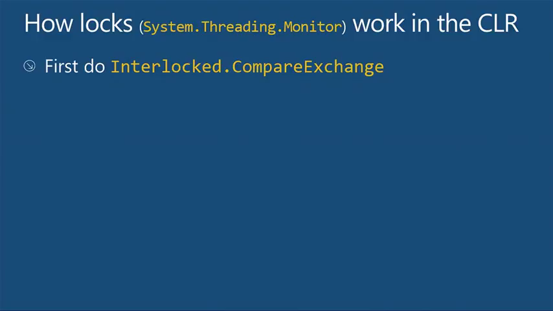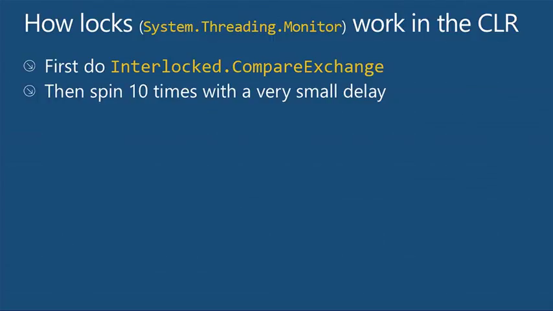Now, from that source code, you can see the first thing it does is an interlocked compare exchange on a flag, just like our basic lock, followed by a spin, just like our basic lock. However, rather than spinning forever and burning CPU, it gives up after 10 times.